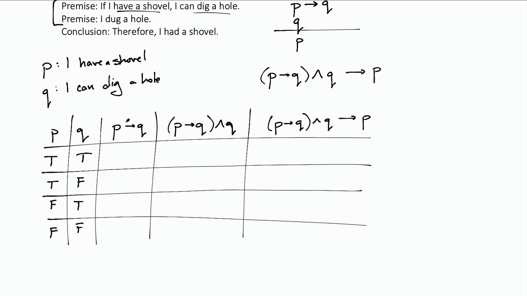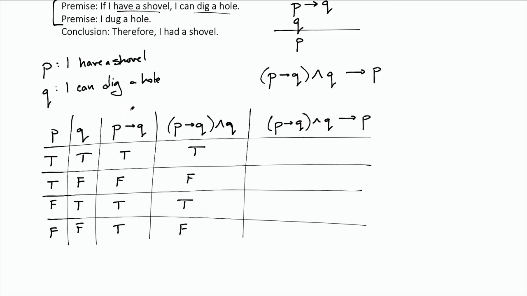Now I go through and do my implications. P implies Q is only false if it's true implies false. That happens right here, so that's false. But the others are true. Then P implies Q and Q. So now I'm looking at this and this. I want both of those true, okay? If both are true, then I get true. So there's both true, I get true. They're not both true, so that's false. Here they're both true, so that's true. And here they're not both true, so that's false.